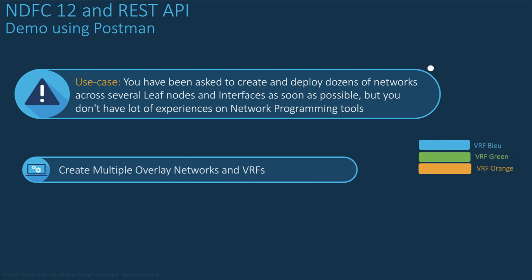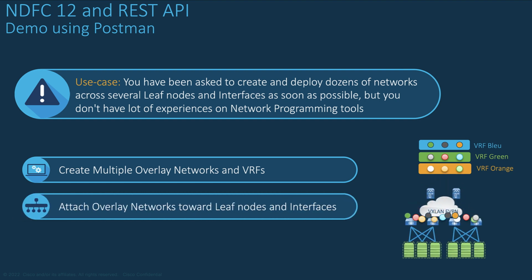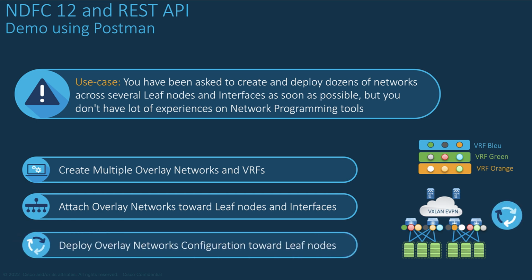How to create multiple networks with a single push button? How to attach all networks and interfaces to all concerned switches in one action? And finally, you need to deploy all these networks. The best is to look at the demo. So if you want to impress your colleagues, you can reproduce this easily. Believe me, you don't have to be a programming expert.